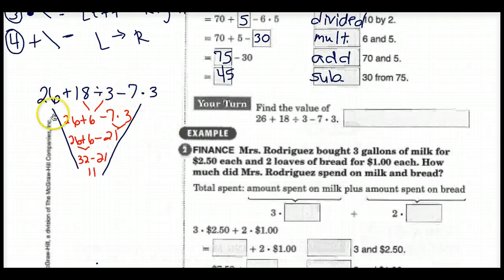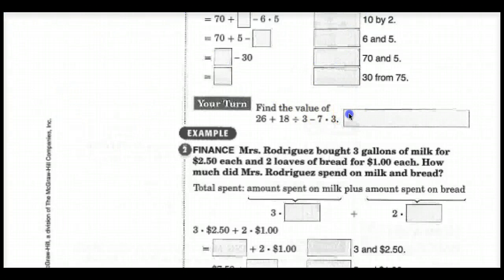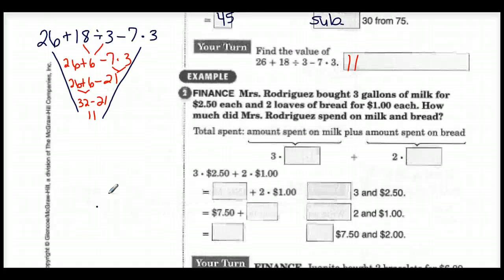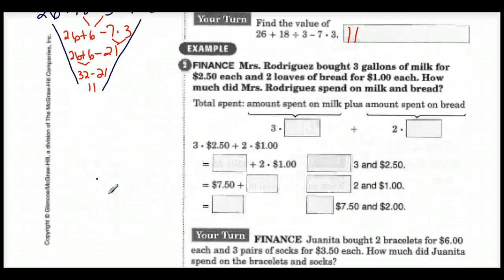So the answer to the your turn is listed right over here. Make sure you do your division, your multiplication, your addition, then your subtraction. Your answer is 11. All of your order of operations problems will be in this sort of upside down pyramid. So make sure that you're getting answers that look like that.